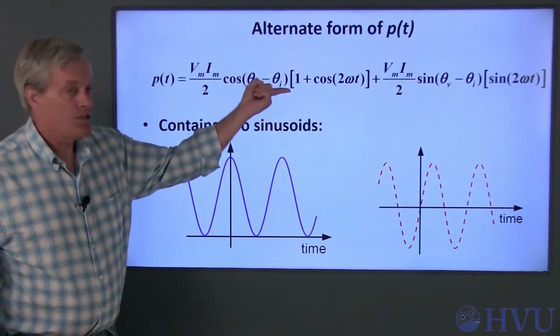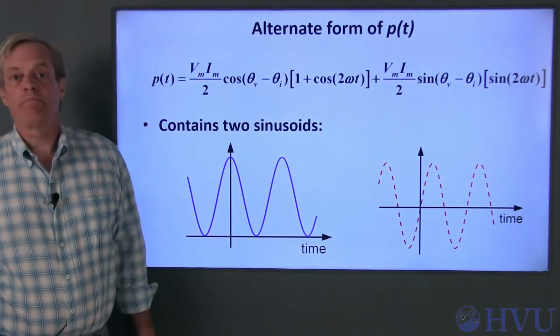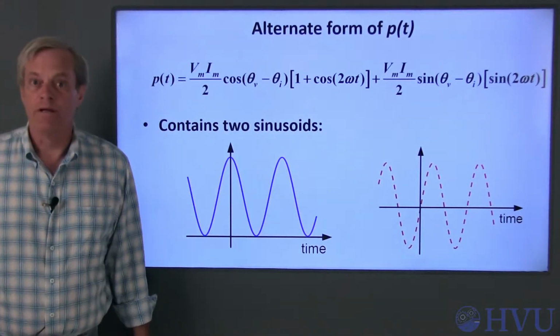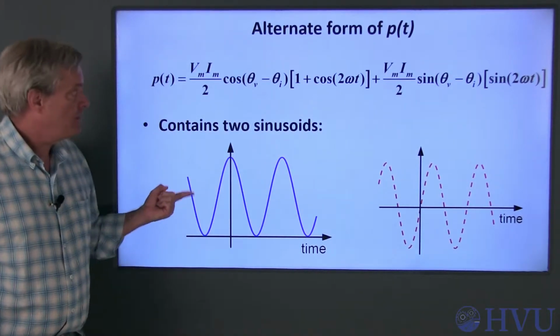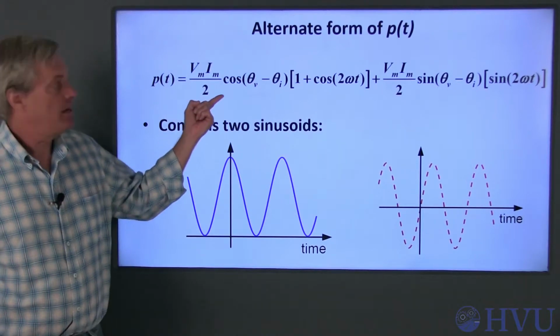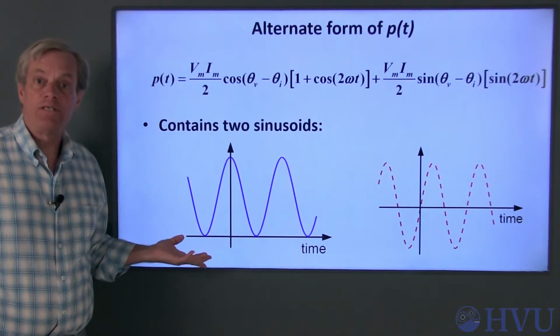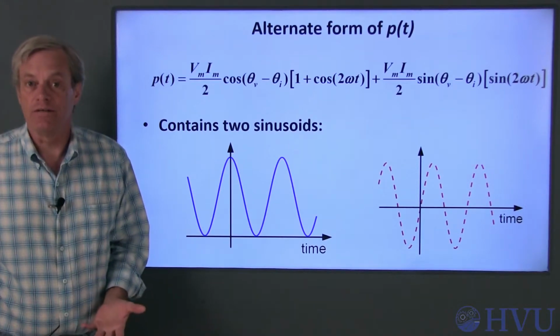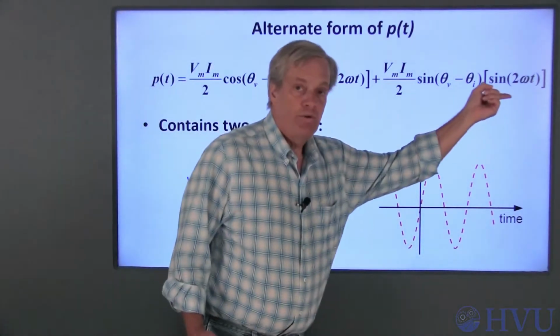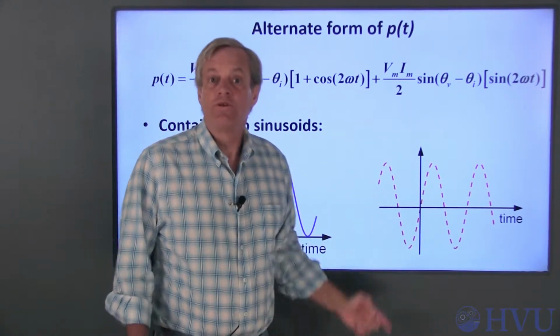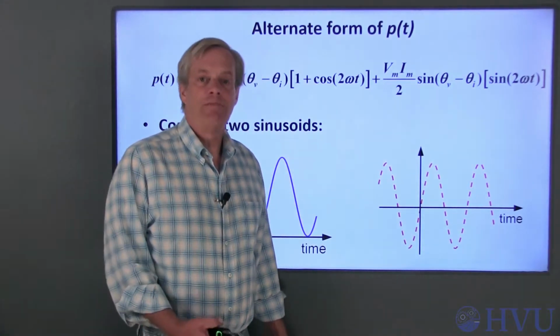This cosine function is always positive, which means that the power associated with this term is always absorbed. The average value of this function is Vm times Im over 2 times the cosine of theta v minus theta I. So this function results in the average power of the signal. The sine component of the instantaneous power has zero average value, so there's no actual power dissipated by this signal.